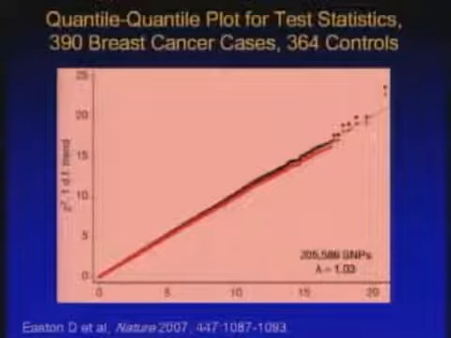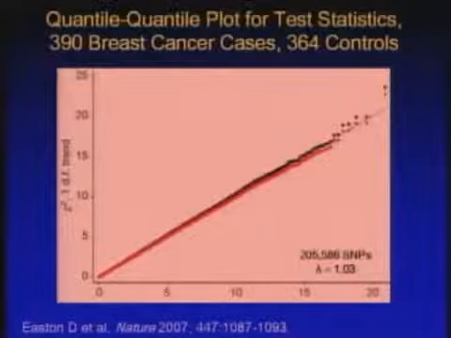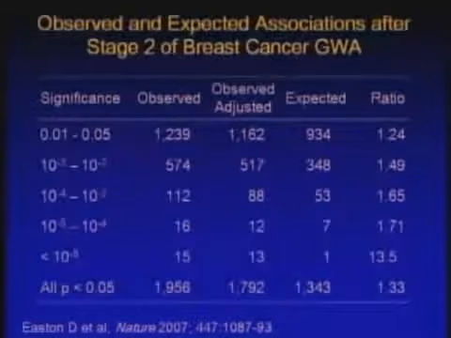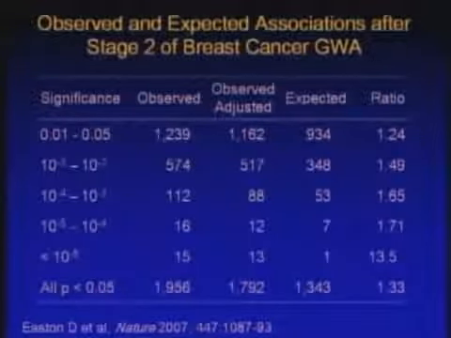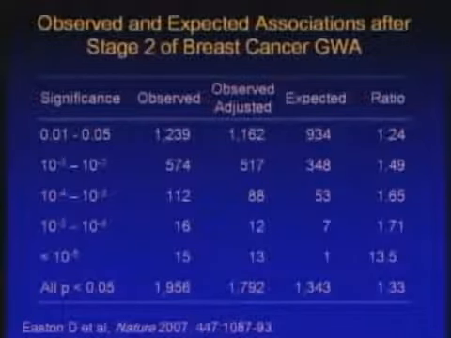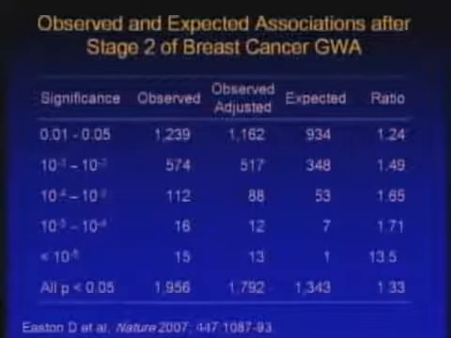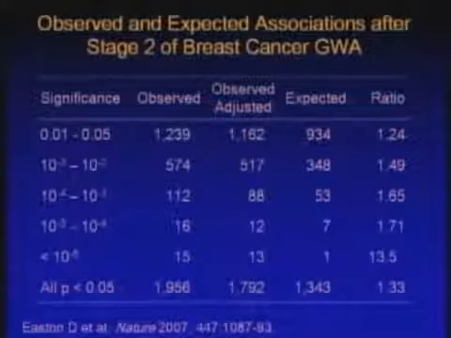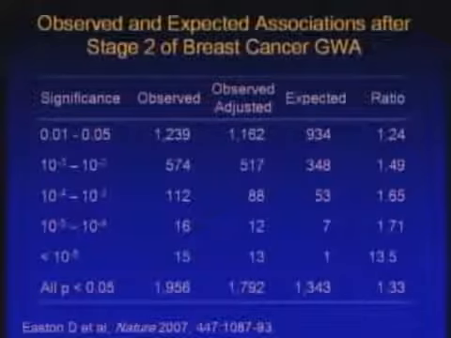This one for Easton didn't look all that dramatic, but when they started doing the replications of their top SNPs, it did pop out some results. You'll also see people publish tables like this, with the observed, then adjusted for genomic control, and the expected values by significance level, so 0.01 to 0.05. You'd expect to see 934 based on the chi-square distribution, and they observed 1,239, corrected down to this level. So, a modest excess of modestly significant, or really not very significant at all, SNPs.